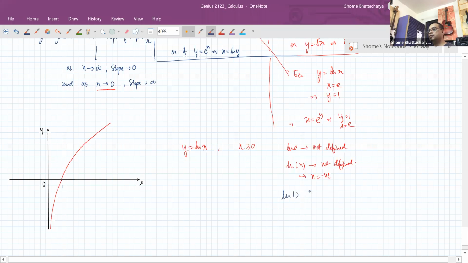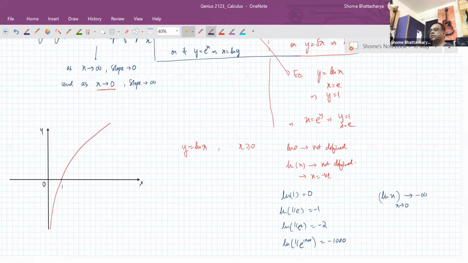Ln of 1 is equal to 0. Ln of, for example, 1 by e is equal to minus 1. Ln of 1 by e square is equal to minus 2. Ln of 1 by e to the power, let's say 1000, will become minus 1000. So ln of x as x tends to 0 tends to minus infinity.